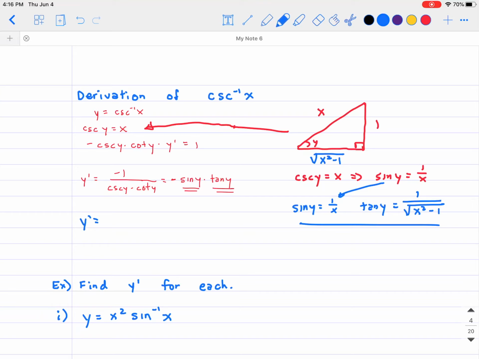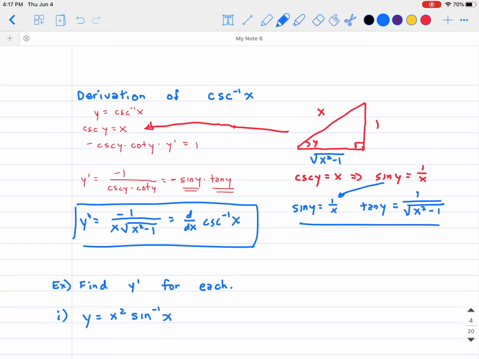So taking my two parts and putting it all together, y prime, the derivative, what I'm looking for, the derivative specifically of cosecant inverse, is going to be negative 1 divided by x multiplied by the square root of x squared minus 1. So that right there is going to be my derivative of cosecant inverse of x.